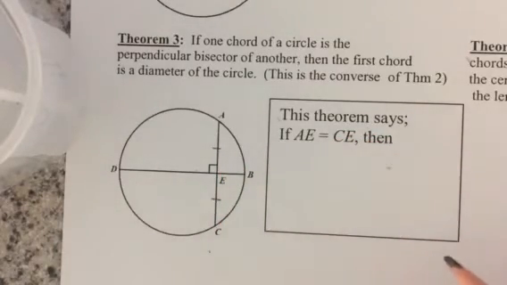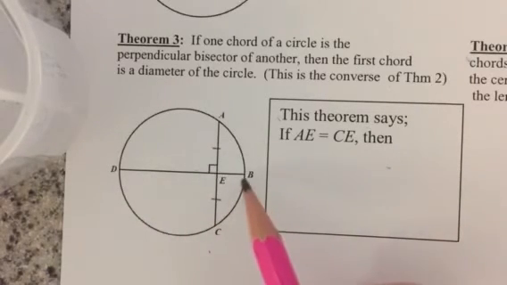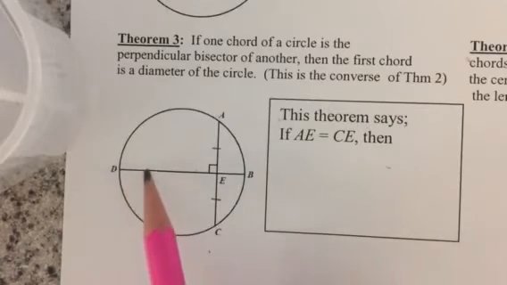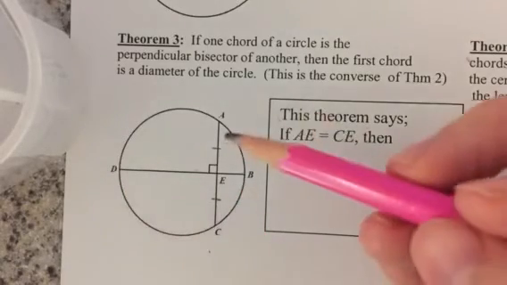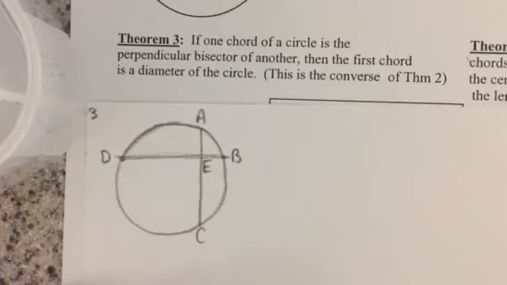then what could you conclude? Well, then DB, it's saying, would have to be a diameter. It has to be going through the center of the circle if it's bisecting this chord. There's no other way that could happen. And I kind of drew that one out for you. For instance, put this one right here.